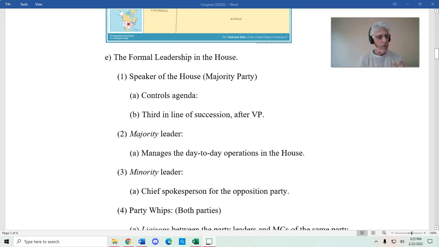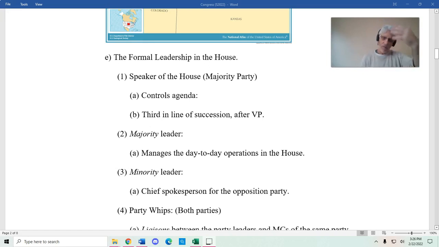The Speaker is really important. In terms of the House, the Speaker controls the agenda. They control what's happening in the House of Representatives. The other thing that's interesting to know about the Speaker of the House is that the Speaker is 3rd in the line of succession after the Vice President. So if something happened to the president, if the president were to die or quit or retire or whatever, then the vice president would take over. If God forbid something should happen to the president and the vice president, the Speaker of the House would become president of the United States.